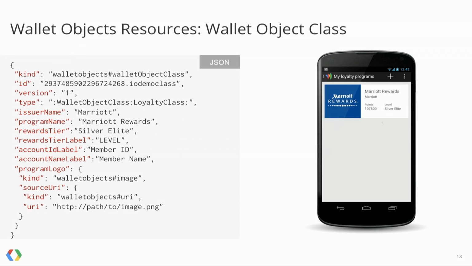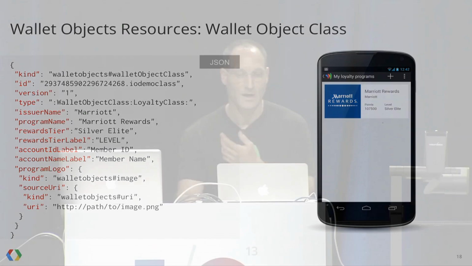Thanks, Pallavi. So this platform API is in the form of a REST service, so it's resource-oriented. I'm going to spend a little time on the two main resources, the first of which is the wallet object class. The second is the instance or the object, and we'll get to that in the subsequent slide. The idea here is that it's REST via JSON over HTTP.